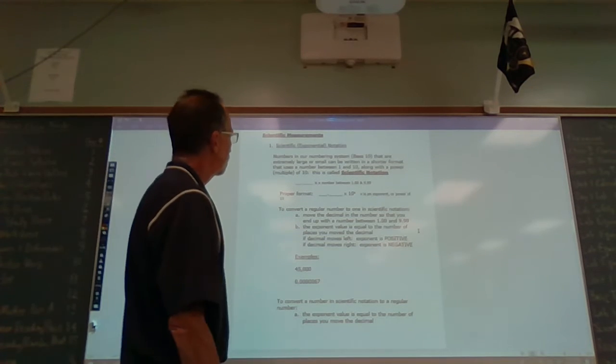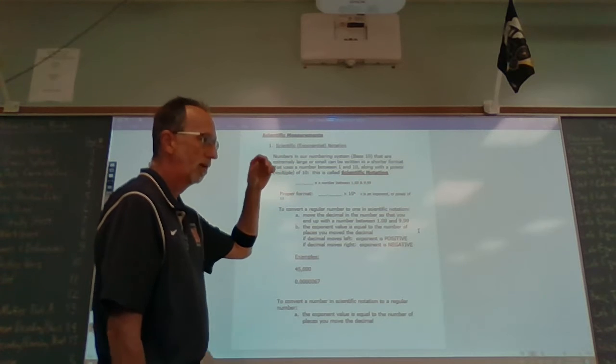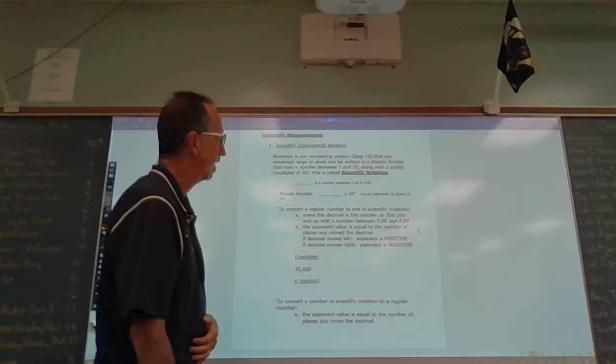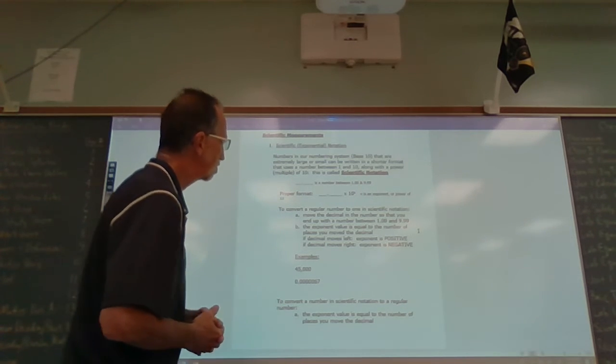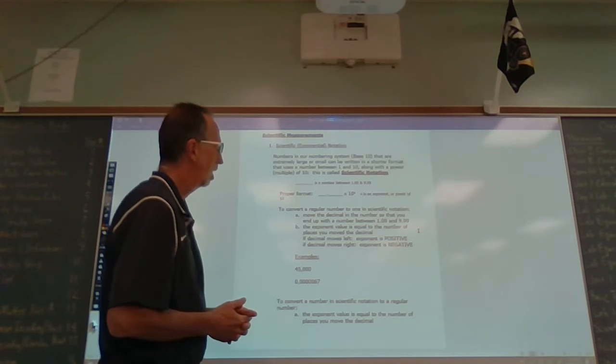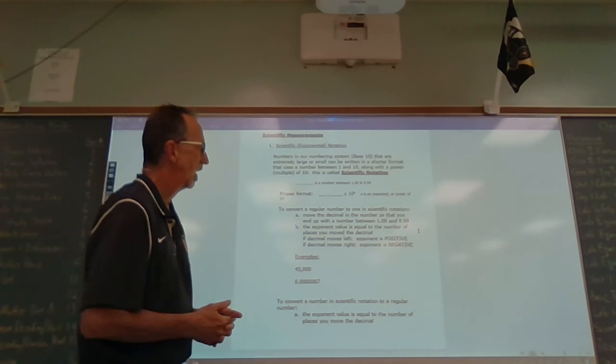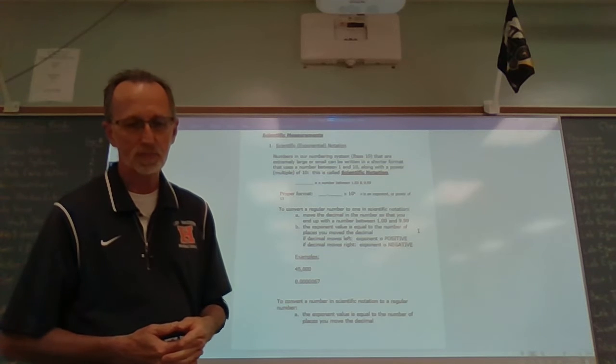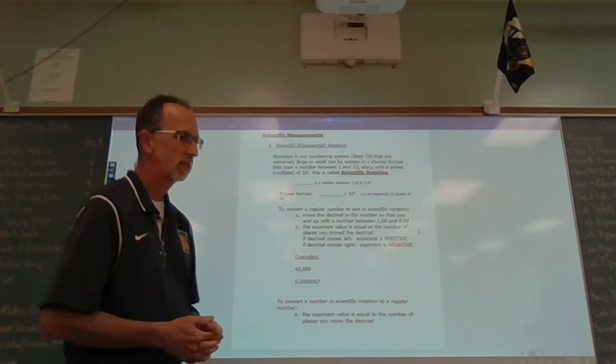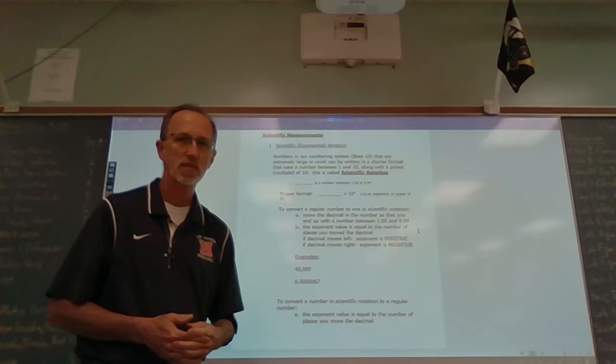Okay, so the numbers in our numbering system, which is base 10, that are extremely large or small, can be written in shorter format. It uses a number between 1 and 10, along with a power or multiple of 10. This method is called scientific notation.